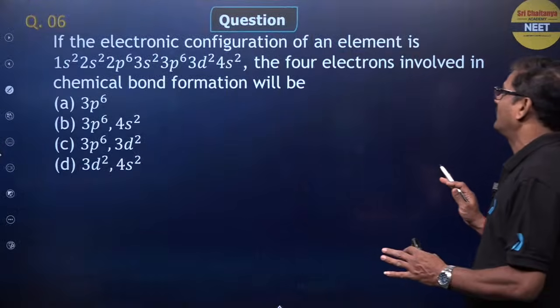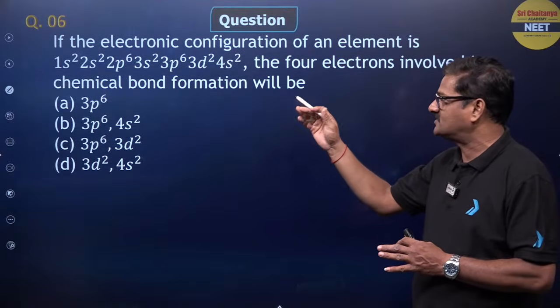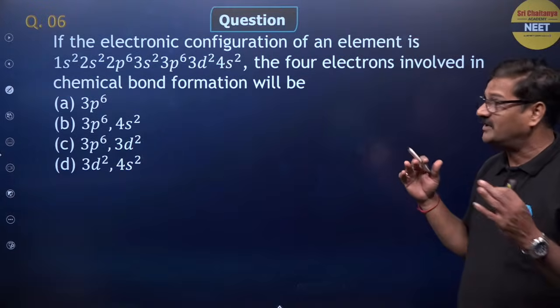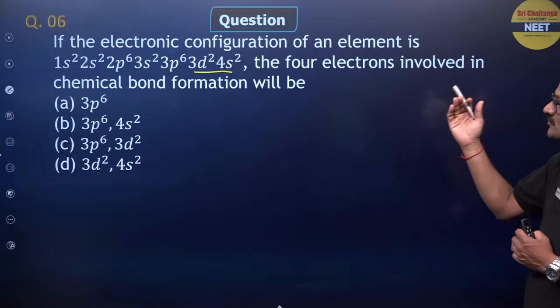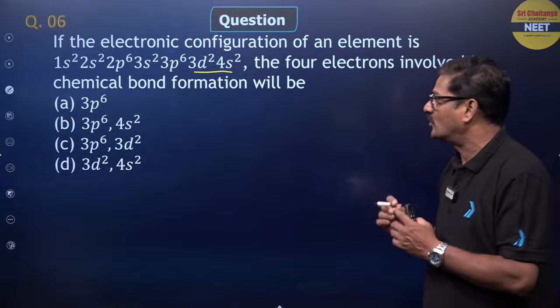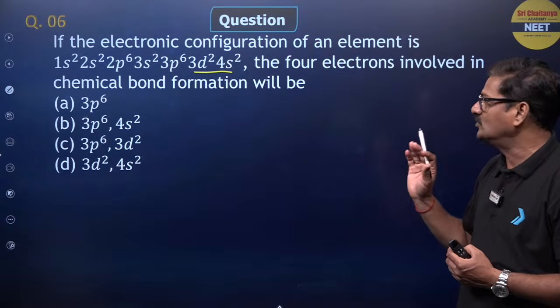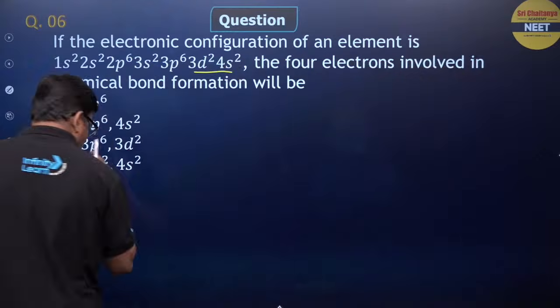The electronic configuration of the element is given as 1s2 2s2 2p6 3s2 3p6 3d2 4s2. ये titanium का electronic configuration है. So the 4 electrons involved in the chemical bond formation are going to be from the outer shell and higher energy orbitals. 3d2 4s2 orbitals are used. So my answer is going to be D.